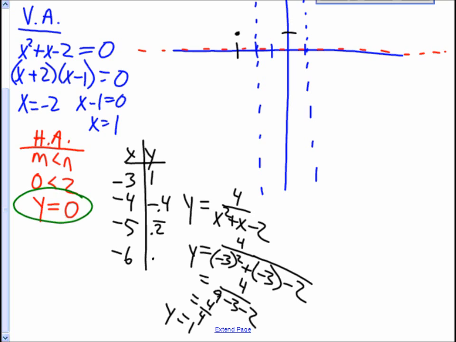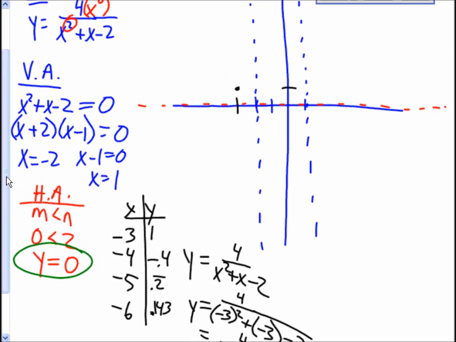-6 gives 0.143. You could keep going if you wanted to, but let's put those on our graph here. So -4, and it looks like I'm at positive 0.4. 1, 2, 3, 4. Positive 0.4, so 4/10 of the way up. Negative 5, I'm only 2/10 of the way up. Negative 6, I'm even lower, positive 0.143, and so on.